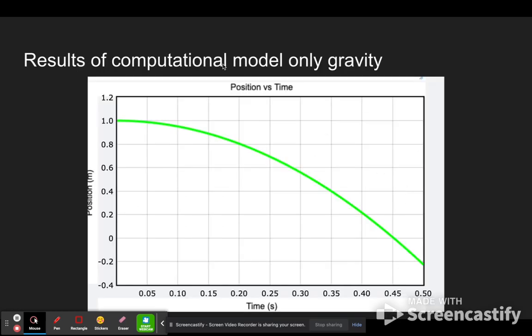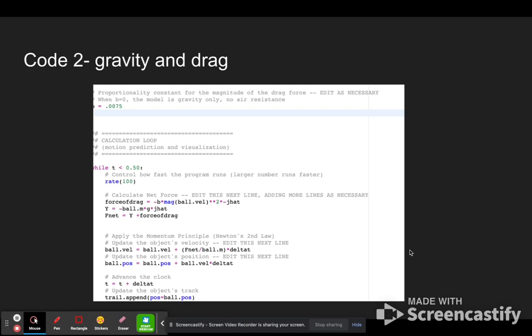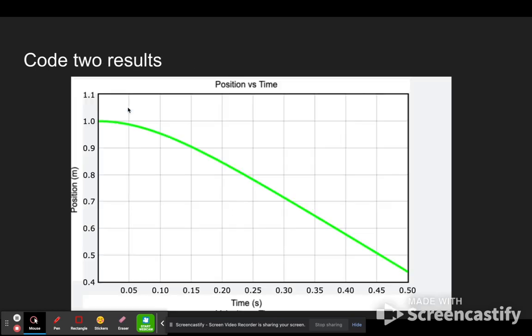Okay, so these are the results of the computational model for only gravity, and we see that it just kind of falls. And this is the code for the gravity and the drag, so for the net force, we add the force of drag, and here is the force of drag that we found from the formulas. And then we also have the proportionality constant, which is the drag constant, which I roughly estimated from my data. So here are the results, and we can see that it goes a little bit further before hitting the ground because it's at 0.5 and it's still not all the way to 0.